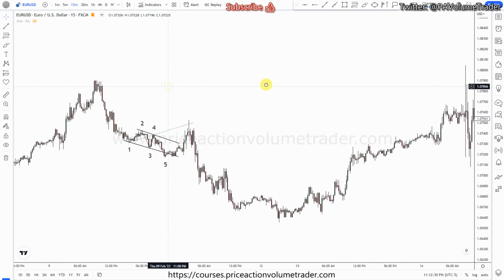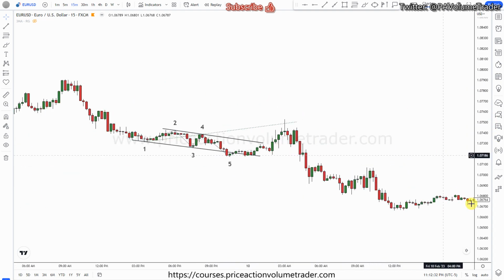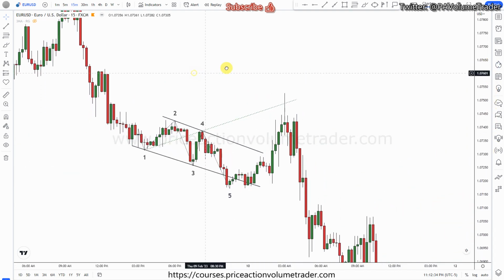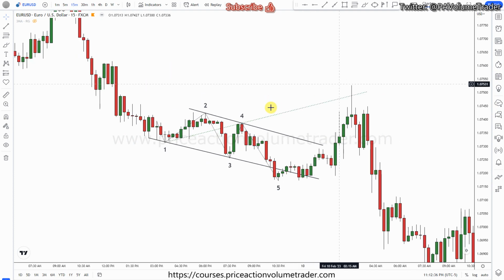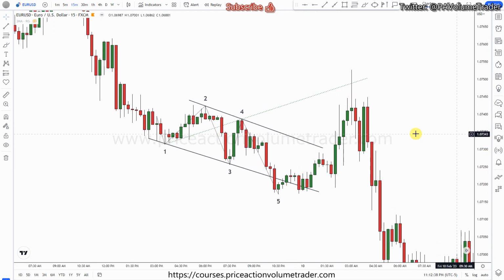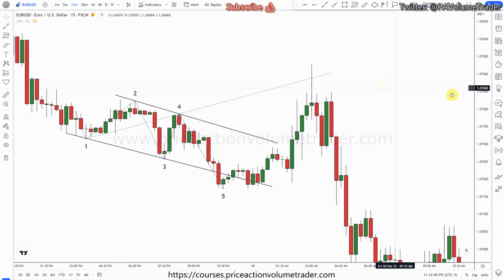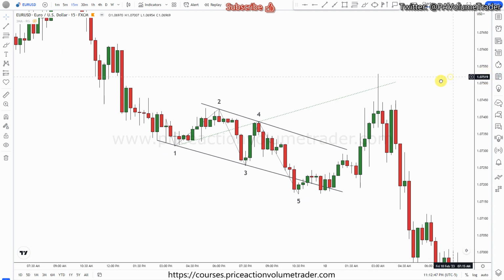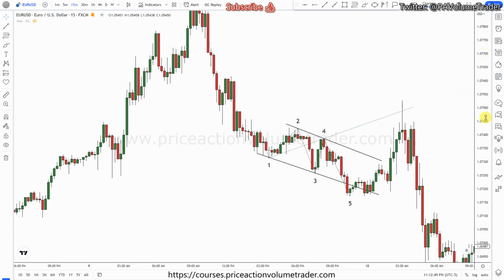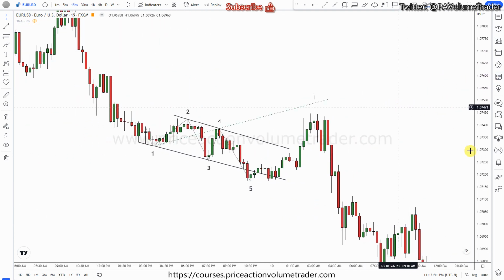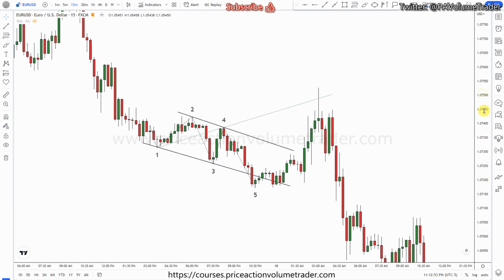So if we zoom in, and again, the pattern is not going to look perfect every time. That's why you don't really find this pattern a lot, because there are several factors that need to be valid in order to be considered a Wolfe wave. But as you can see here, this is a 15-minute time frame, and this is a bullish Wolfe wave.